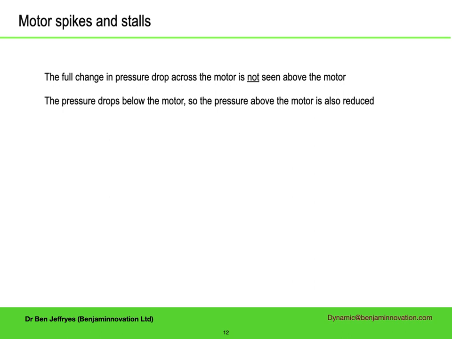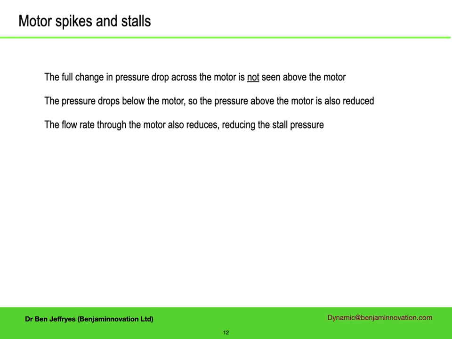Firstly, the full change in pressure drop across the motor will not be seen above the motor. The spikes are simply too short for that to be true. The reason you don't see the full pressure drop is that the transient effect involves the pressure going down below the motor as well as increasing above it.